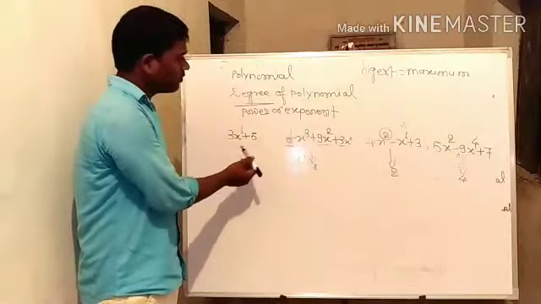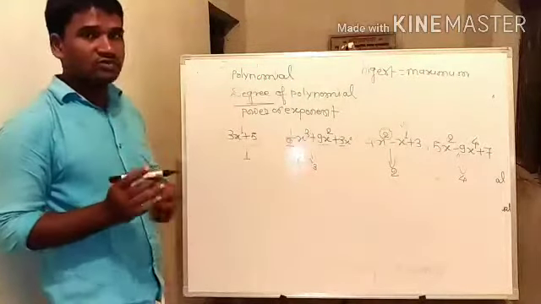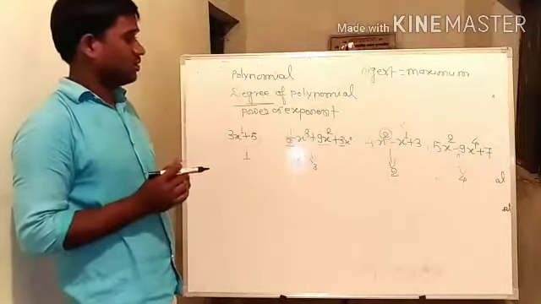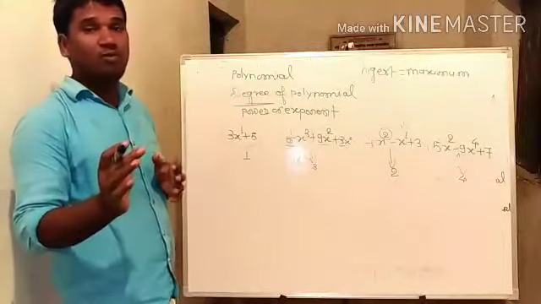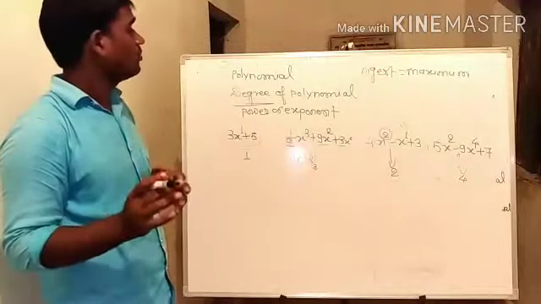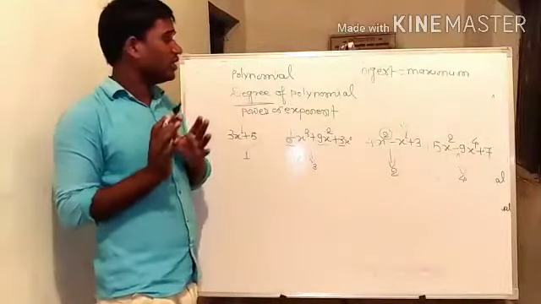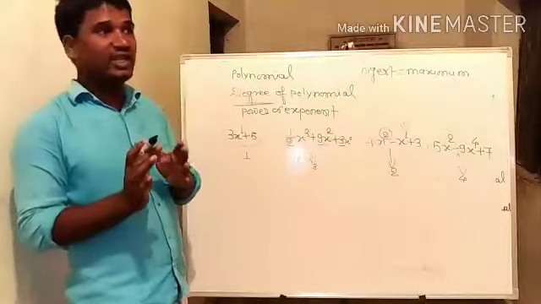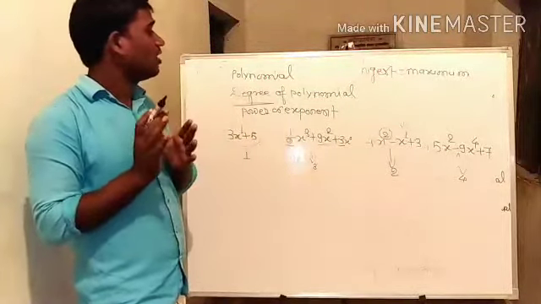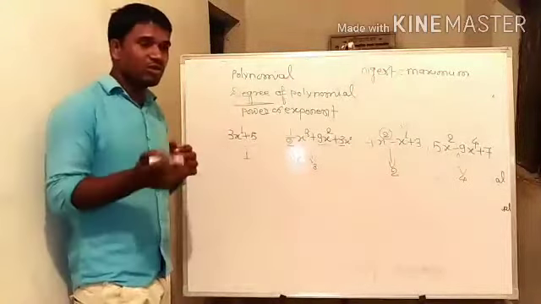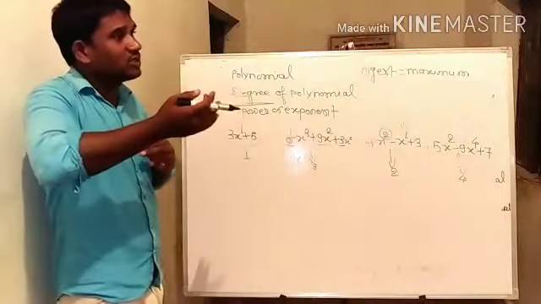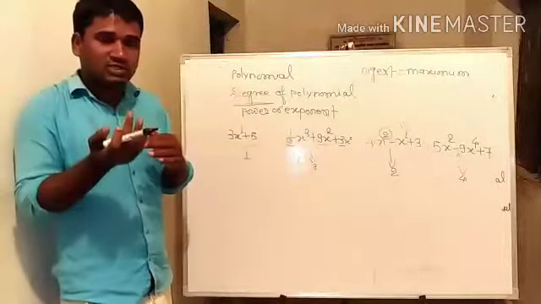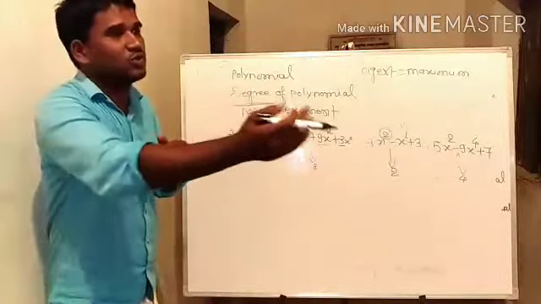When we count the degree of the polynomials, first of all, we arrange the polynomial terms according to the descending power of the variables. Descending power of the variables means the power of the variables decreases. First we write the highest power, then after we write the lowest.